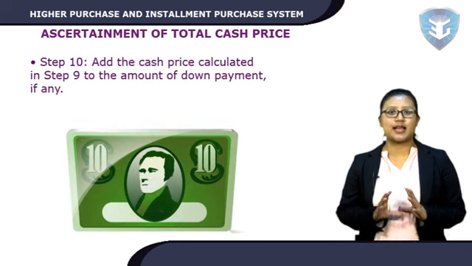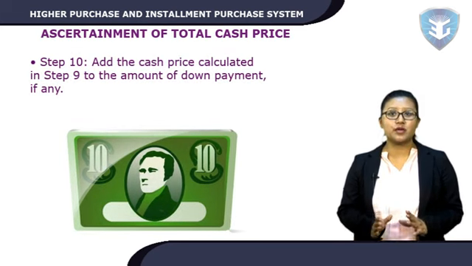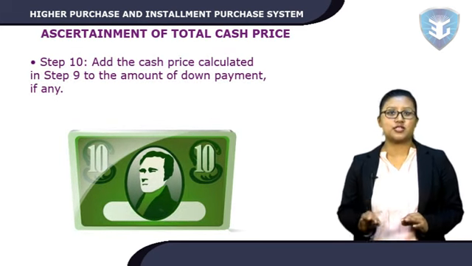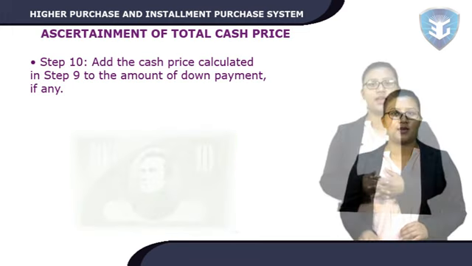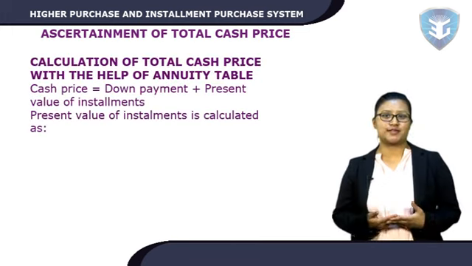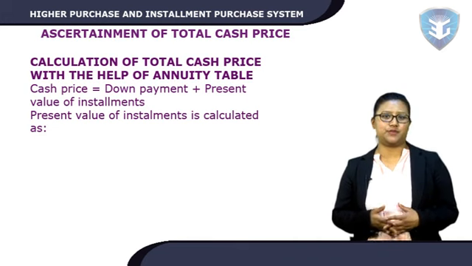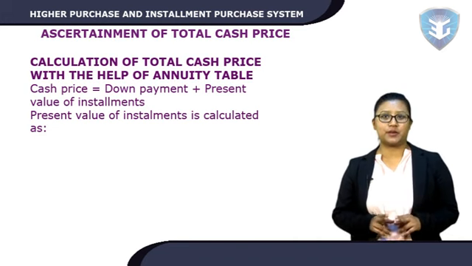Add the cash price calculated in step 9 to the amount of down payment, if any. The sum so obtained will be the total cash price. Calculation of total cash price with the help of annuity table: cash price equals down payment plus present values of installments.